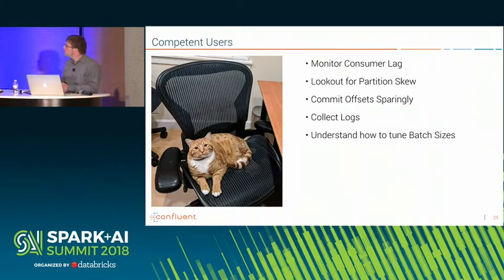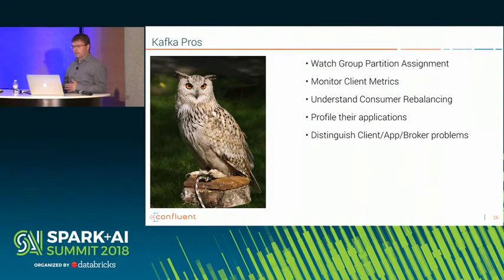So as a recap, if you're a competent stream processing user, you want to monitor your consumer lag, look out for any partition skew, collect logs, obviously, and understand how to tune batch sizes. But once you become a Kafka Pro, that's when you also want to watch your group partition assignments, monitor all your client metrics, understand consumer rebalancing, and understand how to profile your applications. All of that is done so you can really distinguish whether the problem is on the client side, in your application, or on the broker side. That's really what it comes down to. Differentiating between those three pieces is key to being able to troubleshoot your problems.